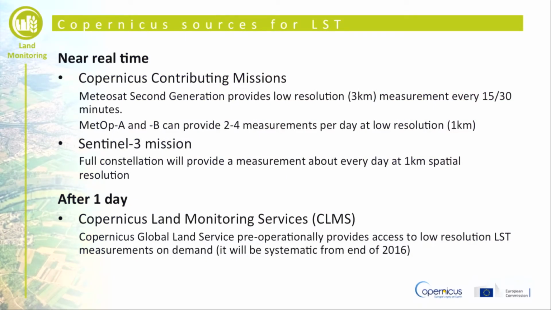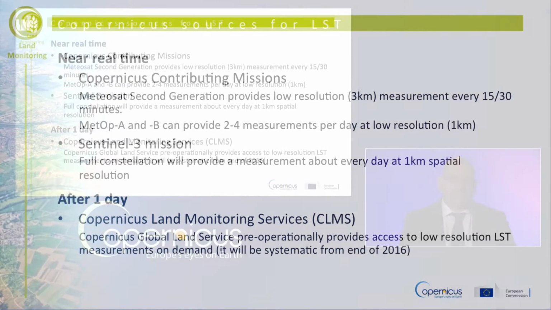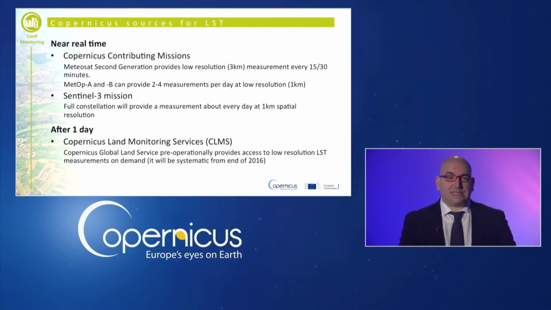Copernicus provides various sources of remote sensing data useful for measuring the land surface temperature. Currently, near real-time measurements can be achieved by Copernicus contributing missions like Meteosat Second Generation and MetOp-A and B. The Sentinel-3 mission consists of 2 satellites which, when fully operational, will provide near real-time measurement of land surface temperature at a spatial resolution of 1 kilometer with a repetition frequency of about 1 day.